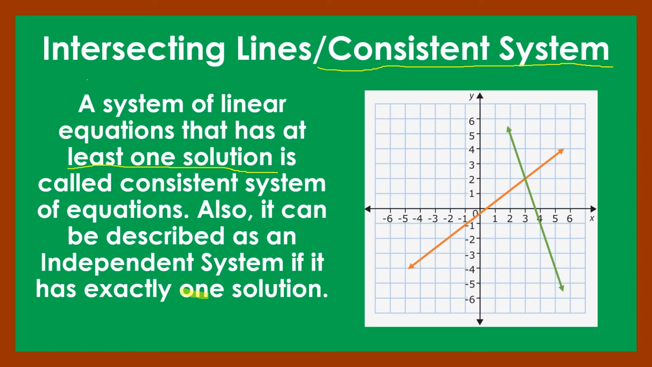Again, pag mayroon siyang at least one solution, automatic ang tawag natin sa kanya ay consistent system. Pero pag eksaktong isang solution lang yung pinapakita ng system natin, we can also call that one as independent system. So kung mapapansin natin dito sa graph, yung point of intersection ng green line at yung orange line, that is the solution of this system.